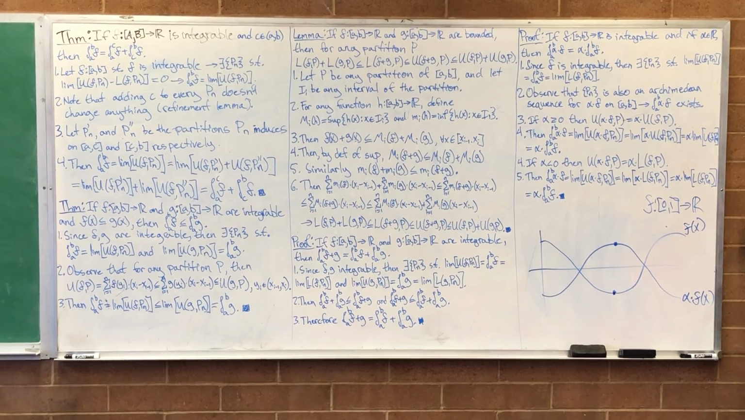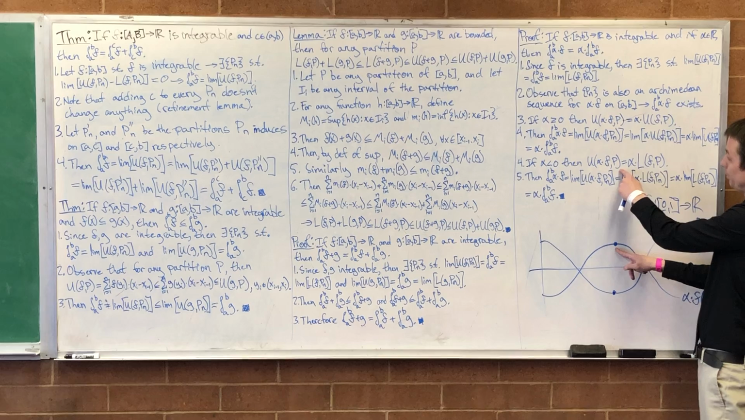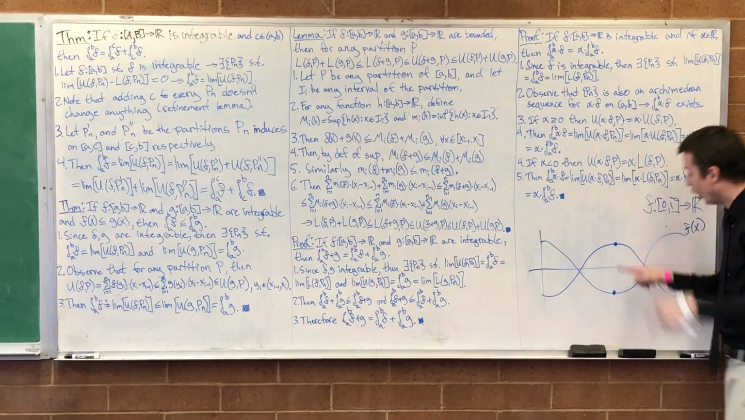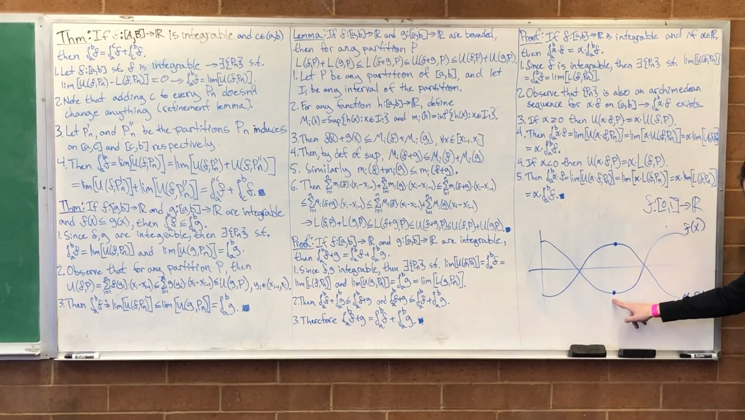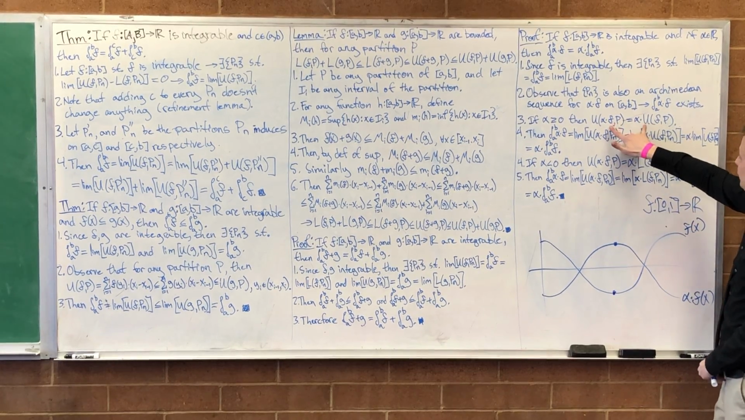So if I'm doing the upper Darboux sum on alpha times f, we're talking about its highest points, that is going to correspond to alpha times the lowest point on f of x. Oh, okay. Is that better? Yeah. Okay.